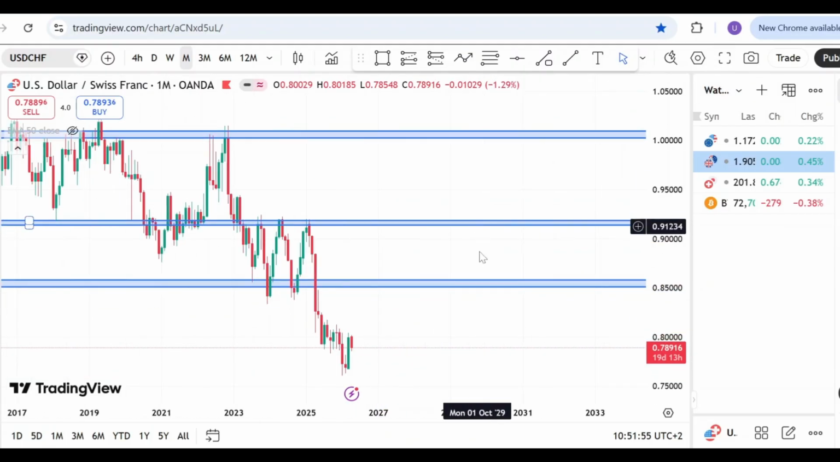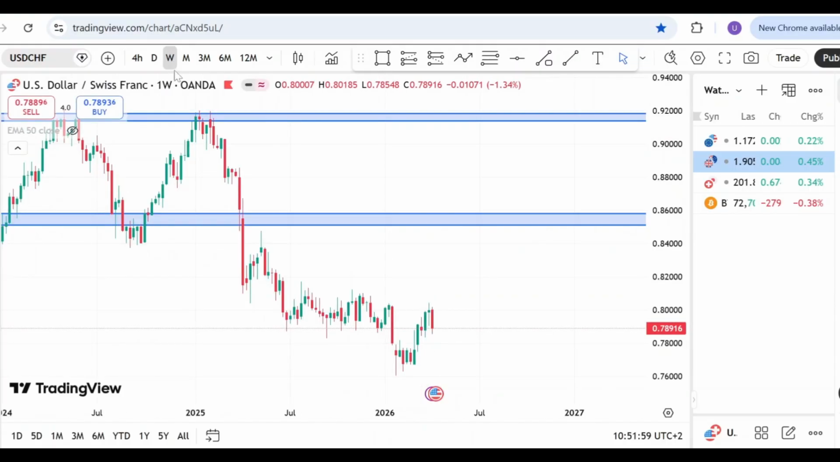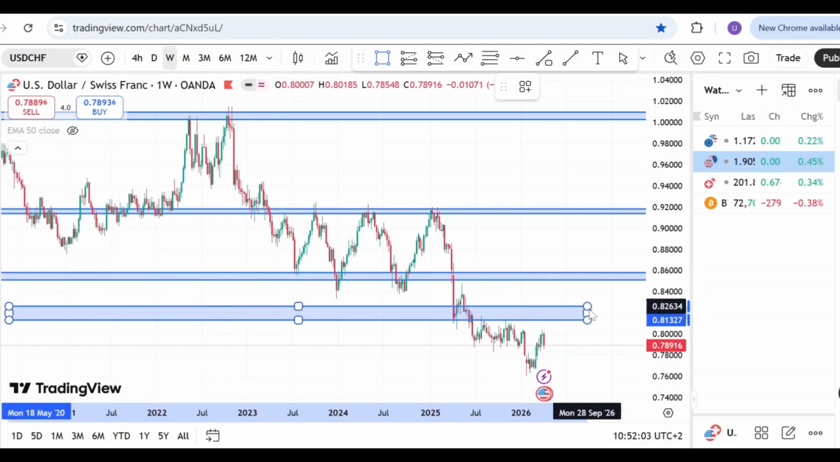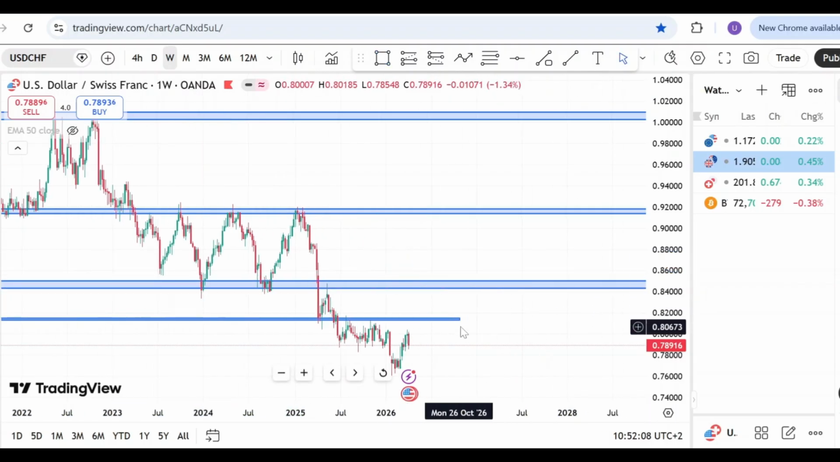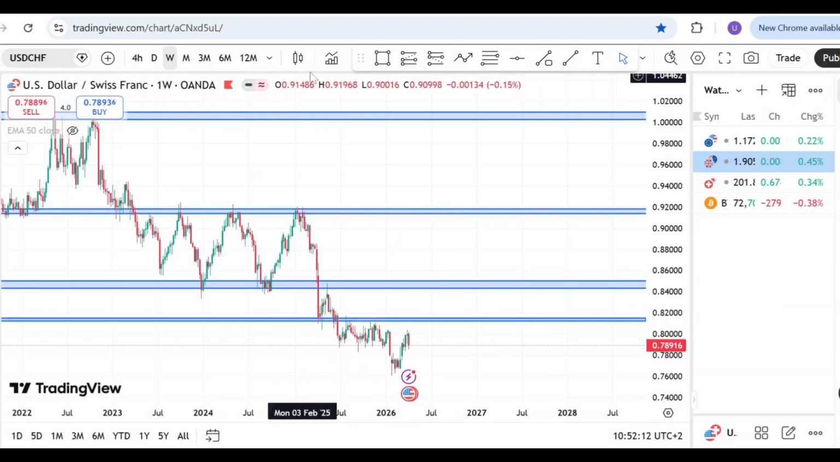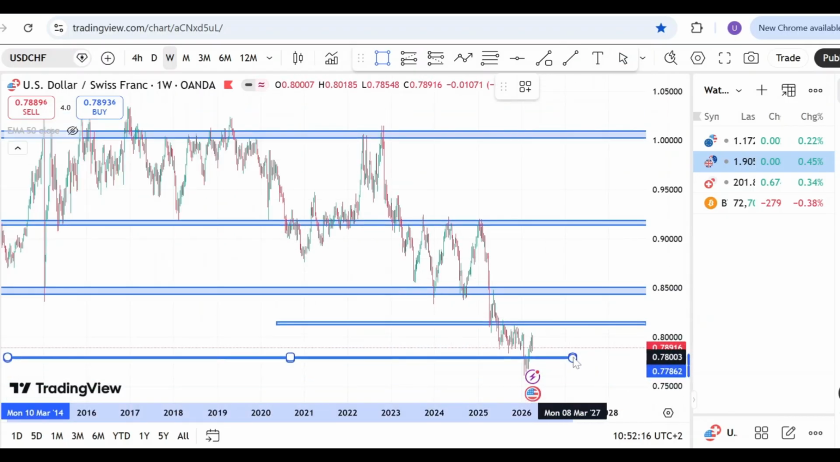But let's see what's happening back here. We are investigating with the weekly time frame. Okay, cool. Here you can see that we are in a downward trend.